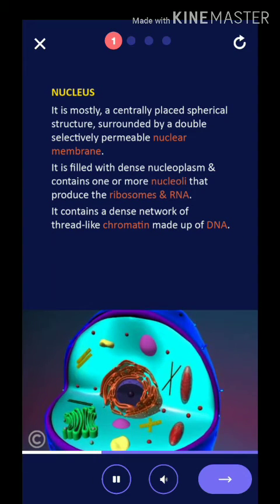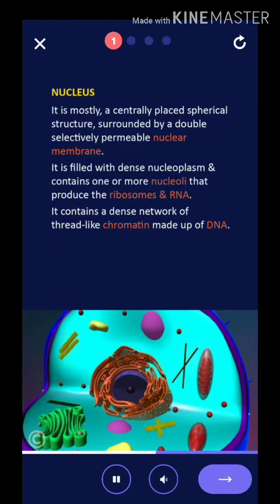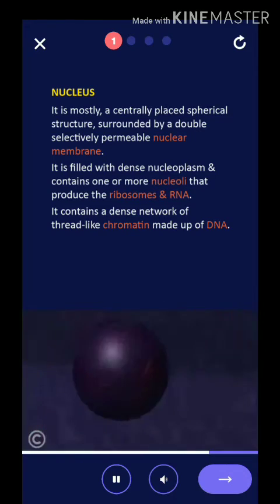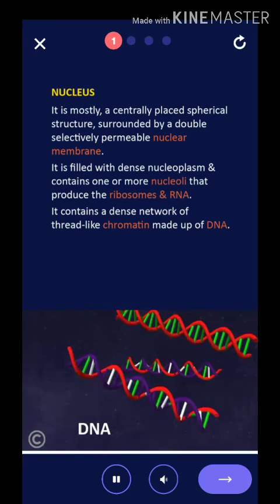Nucleus is mostly a centrally placed spherical structure, surrounded by a double selectively permeable nuclear membrane. It is filled with dense nuclear plasm, and contains one or more nucleoli that produce the ribosomes and RNA. It contains a dense network of thread-like chromatin made up of DNA.